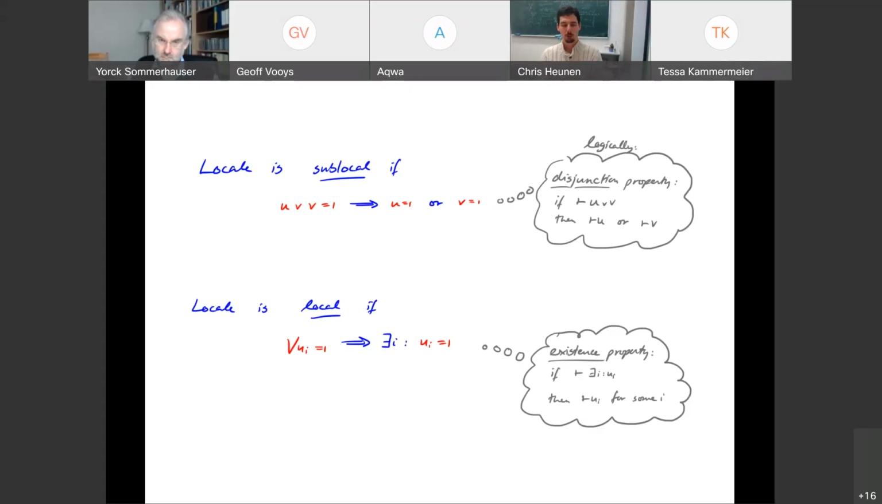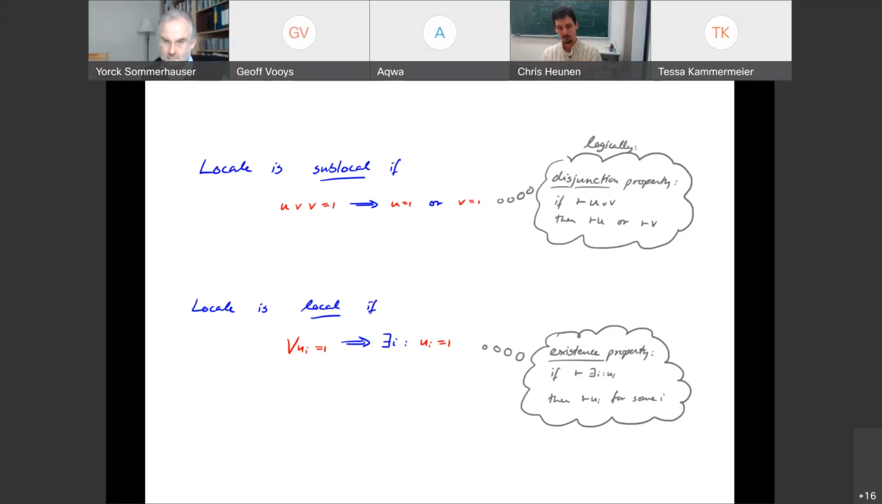Specifically, I'm going to call a locale sublocal if the following property holds. If the join of two opens U or V is the whole thing, is 1, then either U had to already be everything or V already had to be everything. If you think about that in a logical way, where you think of the locale as a complete Heyting algebra, this is what's called a disjunction property, because it says if I have a proof of the proposition U or V, then it must be the case that I have a proof for U, or I must have a proof for V. So this is a very constructive interpretation of the connective or, if you like. Some systems have it, some systems don't. Similarly, some locales are sublocal, some locales are not.